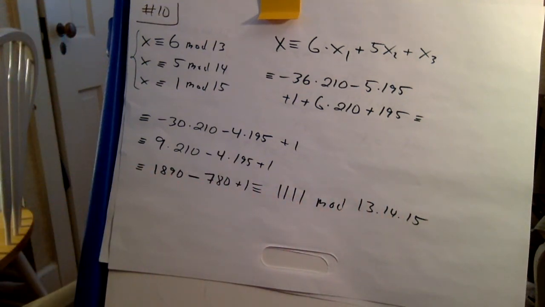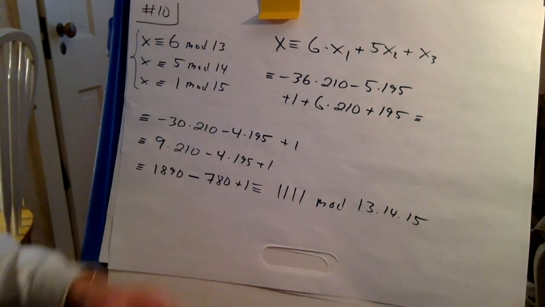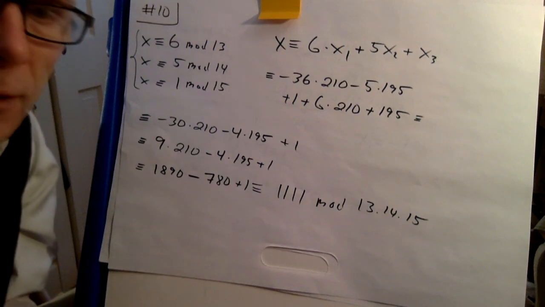And clearly 13 times 14 times 15 is bigger than 1111. So that's our x. Thank you very much.